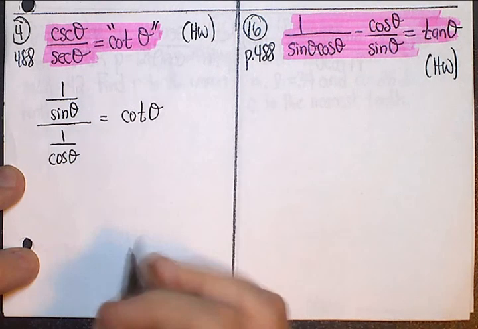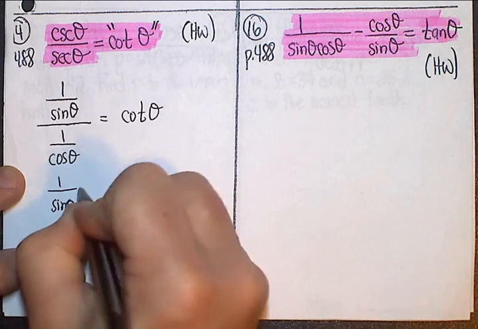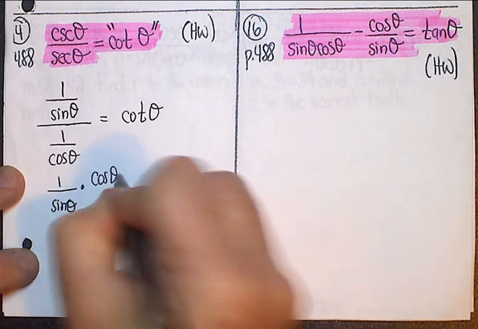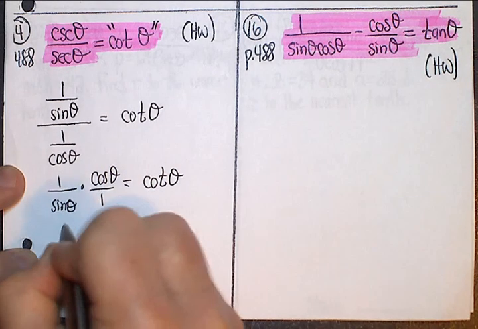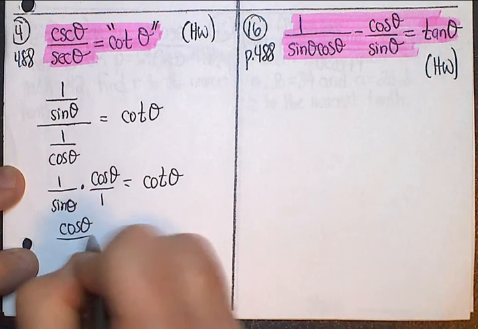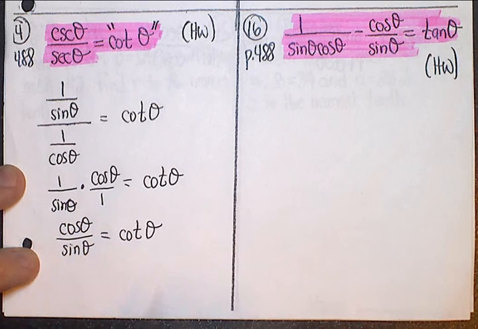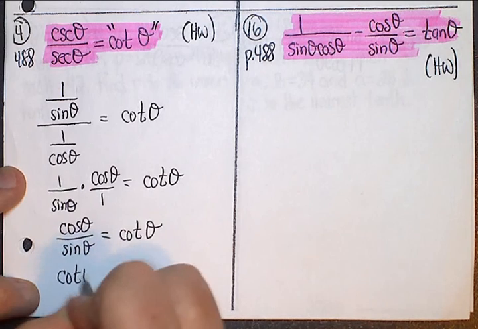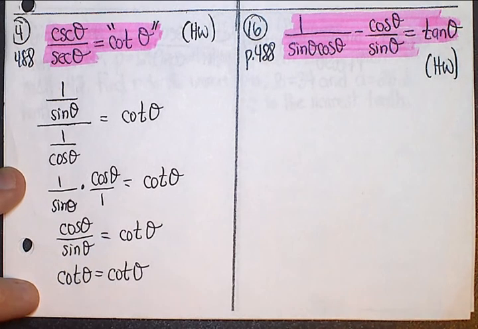State change flip, 1 over sine theta times cosine theta over 1 equals cotangent theta. We multiply, cosine theta over sine theta equals cotangent theta, and we have cotangent theta is equal to cotangent theta, and we're done.